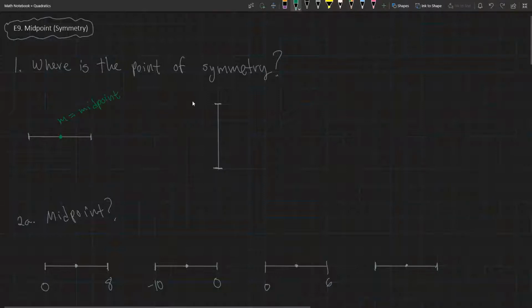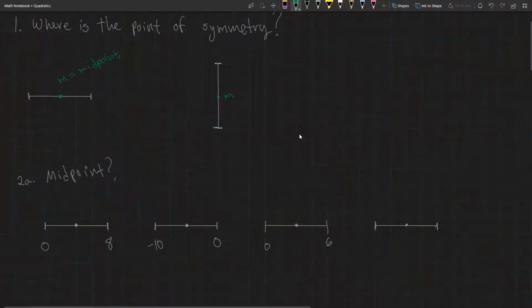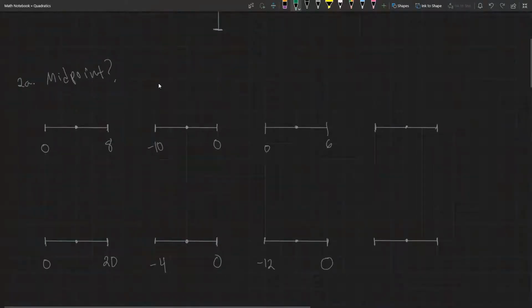because that's the same thing as a point of symmetry in this case. All right, this is the point of symmetry for that line segment. We will refer to it as the midpoint. Excellent. So where's the point of symmetry here, or that midpoint? It'll be right there. Again, I'll just label that as M.